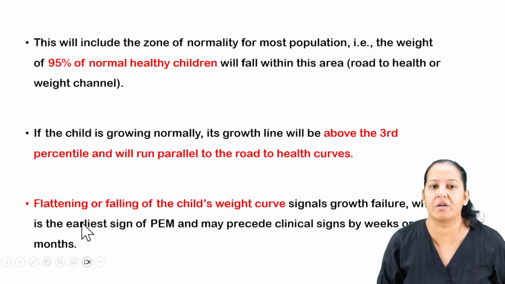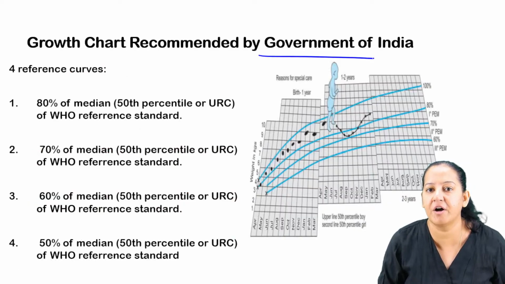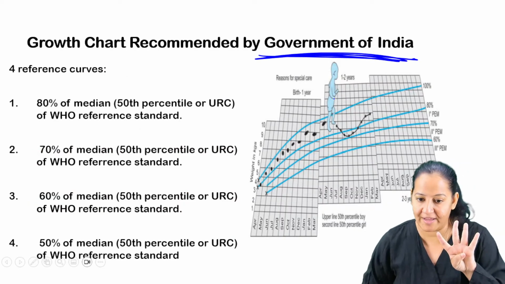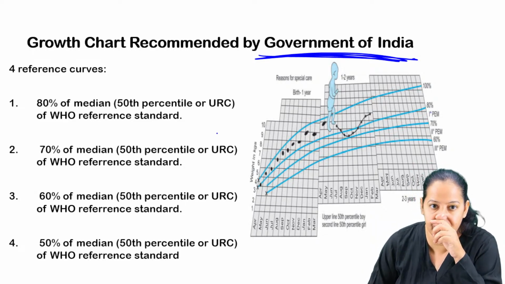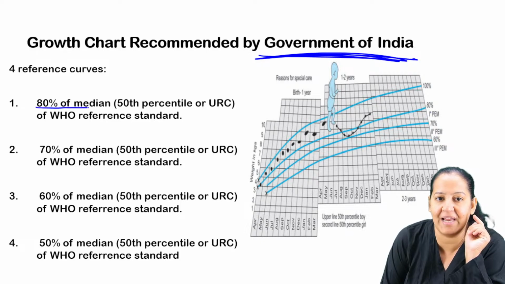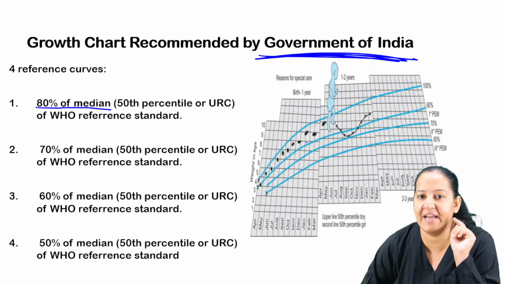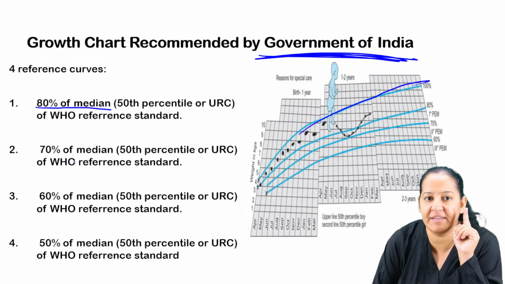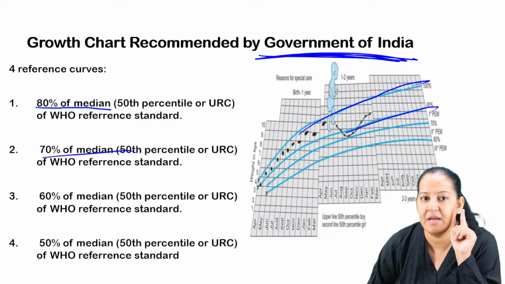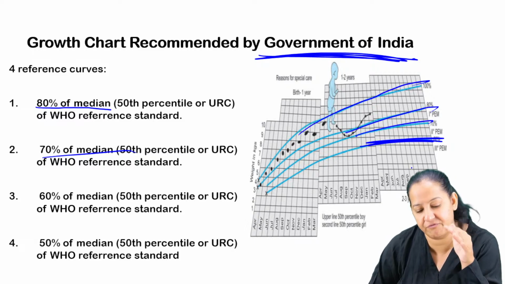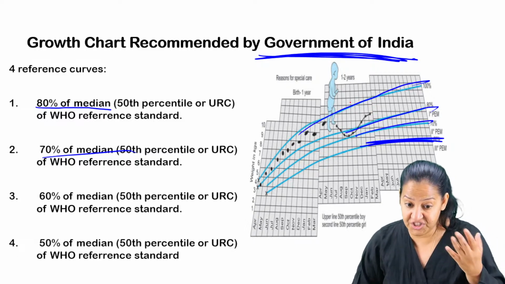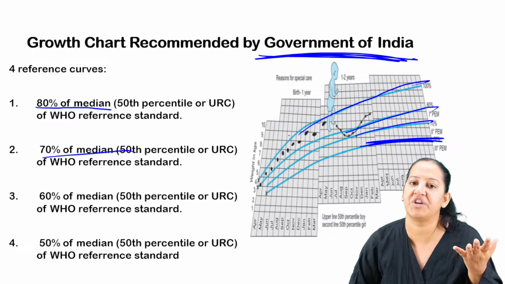But the growth chart recommended by the Government of India has 4 lines, not 2. What are the 4 lines? The uppermost line, you can see, is the 80th percentile of the median. After that, there is the 70th percentile of the median, then the 60th percentile of the median, then the 50th percentile of the median. So these are the 4. Ideally, the child should be above all.